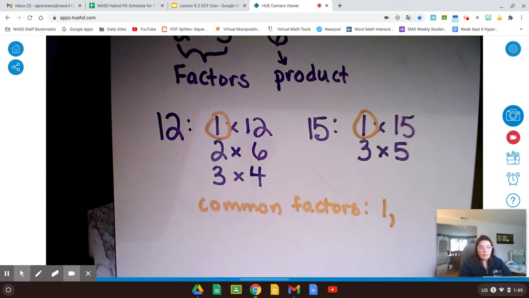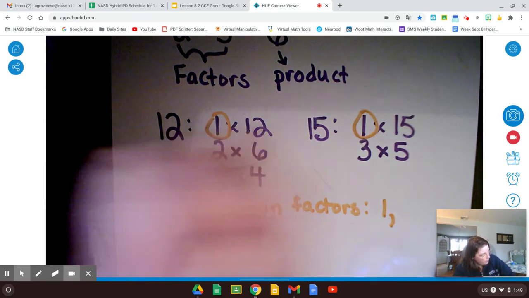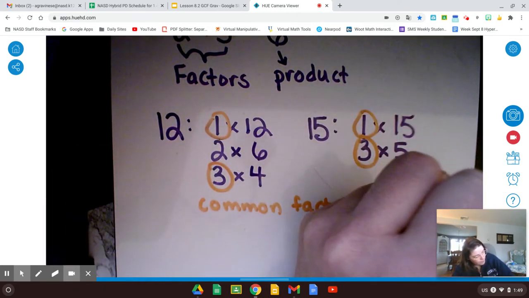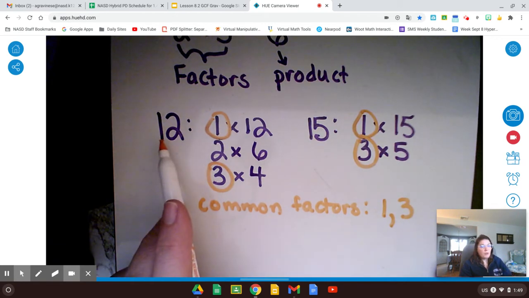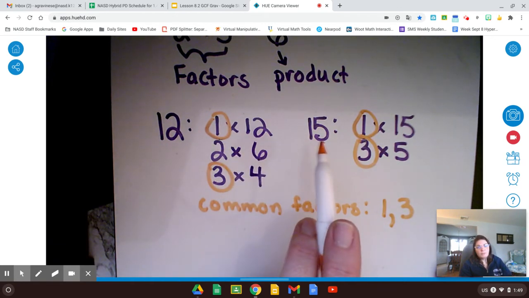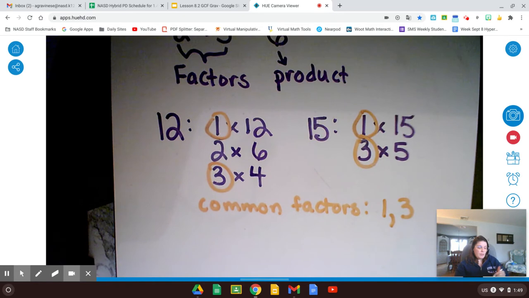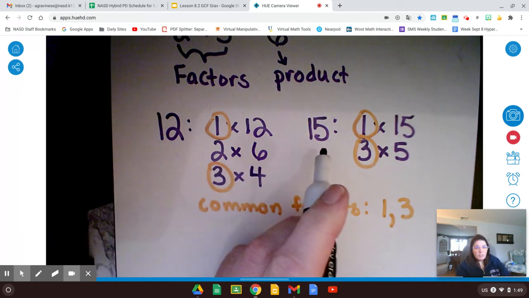What else do they have in common? Oh, I see they both have a 3. Anything else? That's it. So we have 2 common factors for 12 and 15. We have 1 and 3. That means 12 and 15 can both evenly be divided by 1 and 3.